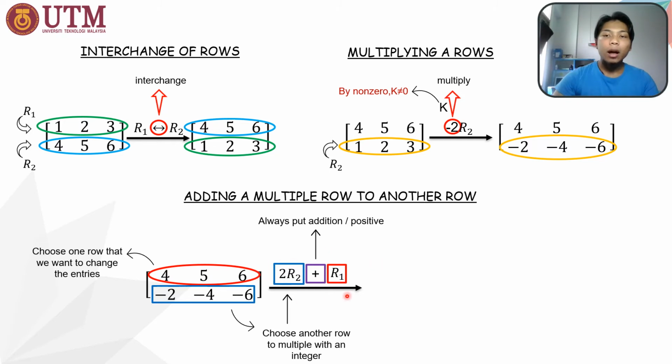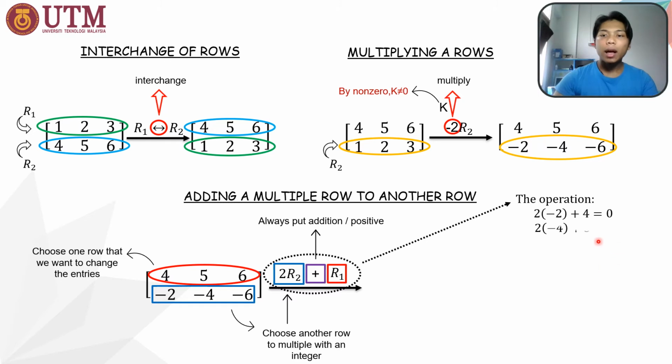So the operation on this is negative 2 times R2 plus R1. You guys can see that the operation is like this. You take the 2 over here, and in row 2 you look at the -2, plus R1, row 1, which is 4, so you will get 0. Continuing the operation, you will get the answer 0, -3 and -6. So that is the answer for the operation of adding a multiple of a row to another row.